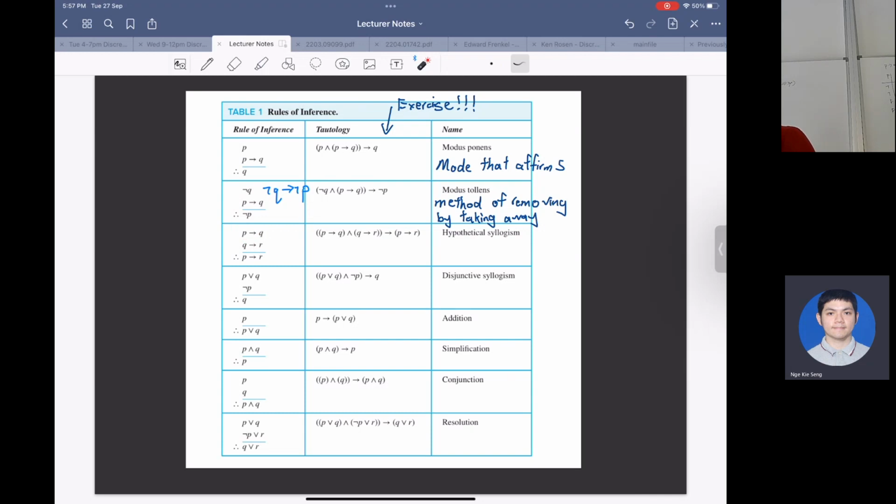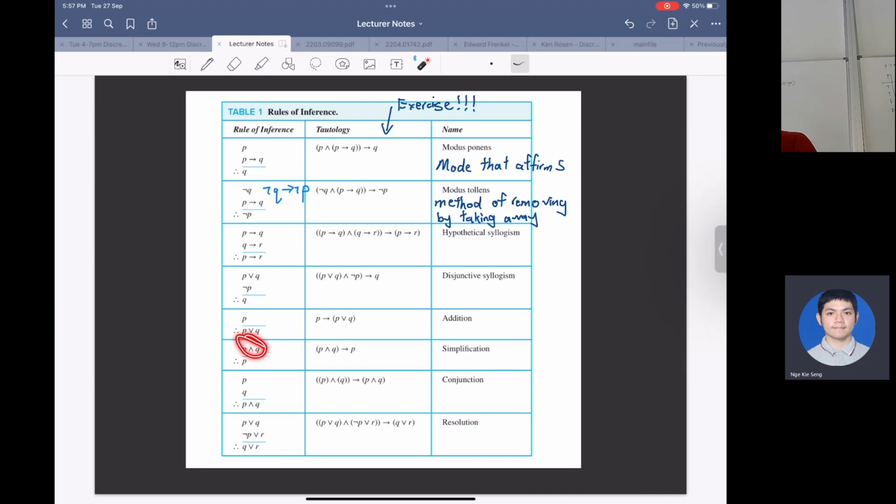And then the exercise I asked you to do just now: if you have P or Q, and you have not P, then you must have Q, otherwise P or Q is wrong. And if you have P, then this is disjunction. Disjunction with anything else, even if it is false, never mind, because as long as you have one thing that is true.